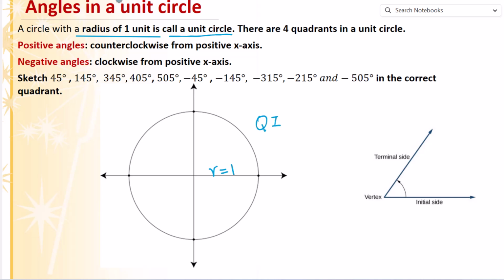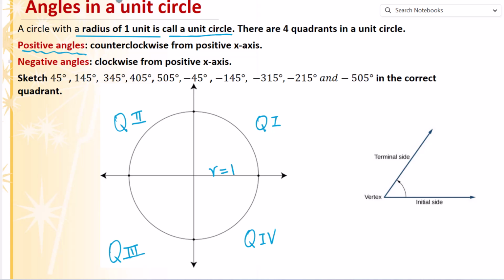Quadrant 1, Quadrant 2, Quadrant 3, and Quadrant 4. In this unit circle, we can sketch any angles. Here is the definition of positive angles in a unit circle.